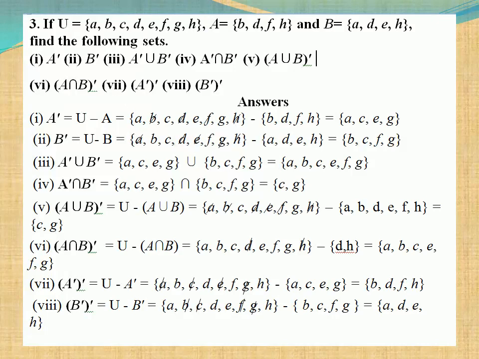Okay. Next, sixth subdivision, A intersection B the whole dash, which is equal to U minus A intersection B. That is set difference between the universal set and A intersection B. Universal set is A, B, C, D, E, F, G, H. And A intersection B, the common elements of A and B, is D, H. So if you cancel the common elements from U and A intersection B, D and H will be cancelled. The remaining elements from U are A, B, C, E, F and G.